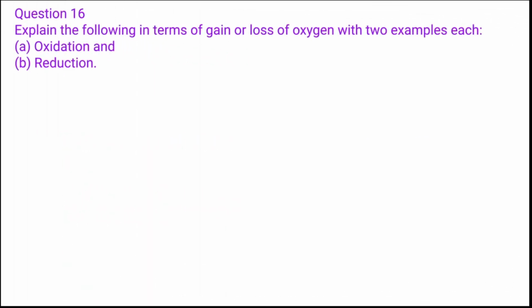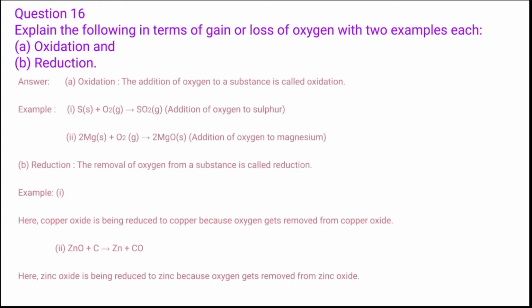Explain the following in terms of gain or loss of oxygen with two examples each: oxidation and reduction. Let's move on to the answer. Oxidation is the addition of oxygen to a substance. For example, S plus O2 gives SO2, that is addition of oxygen to sulfur takes place, whereas Mg plus O2 gives MgO, where addition of oxygen to magnesium takes place.